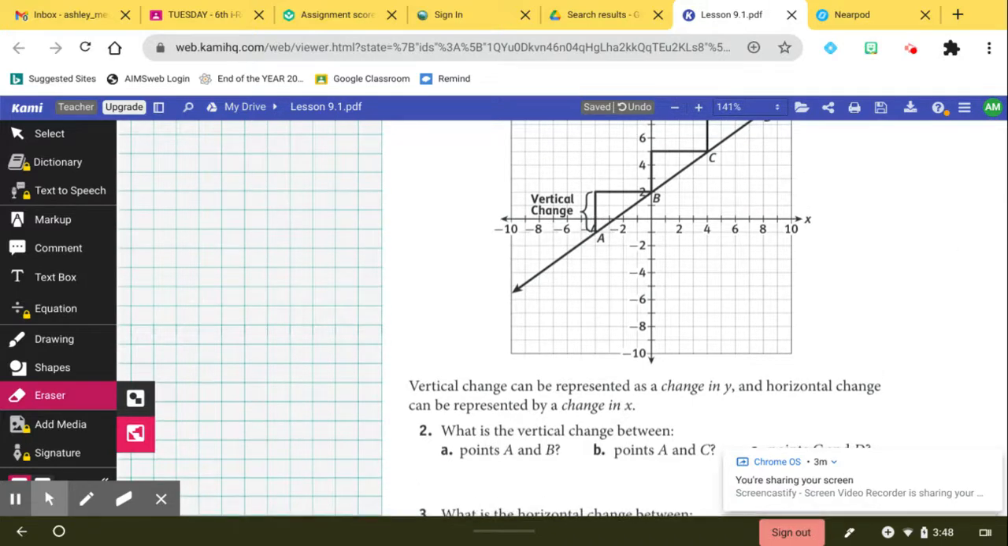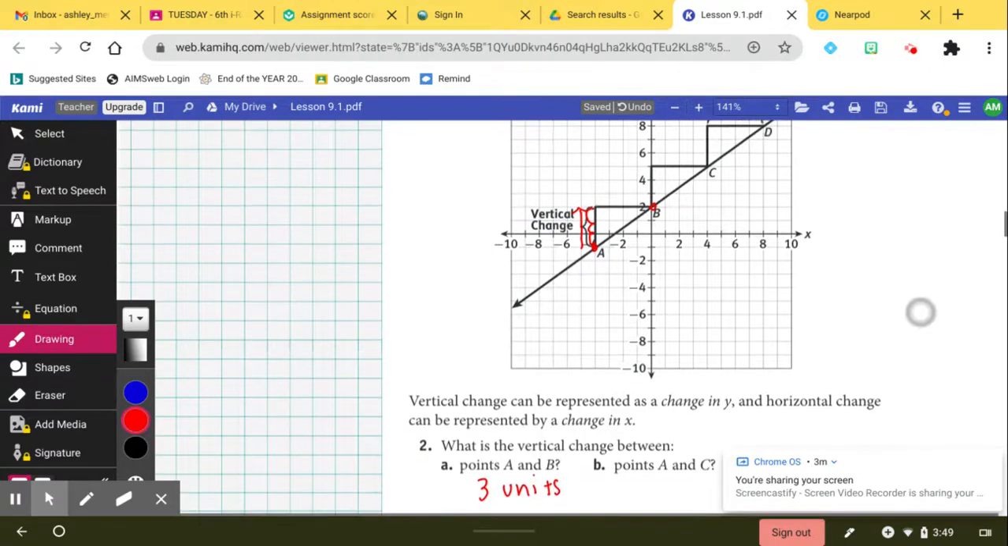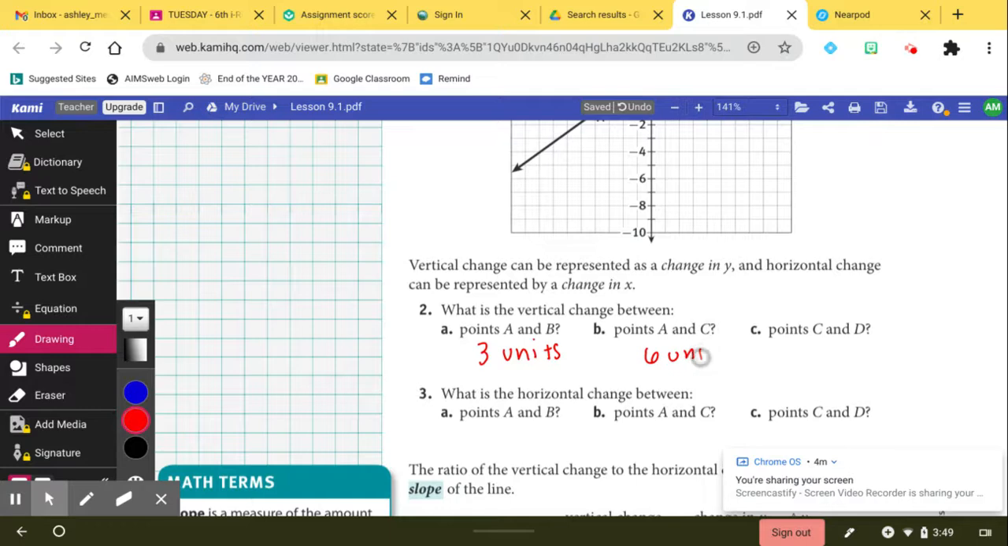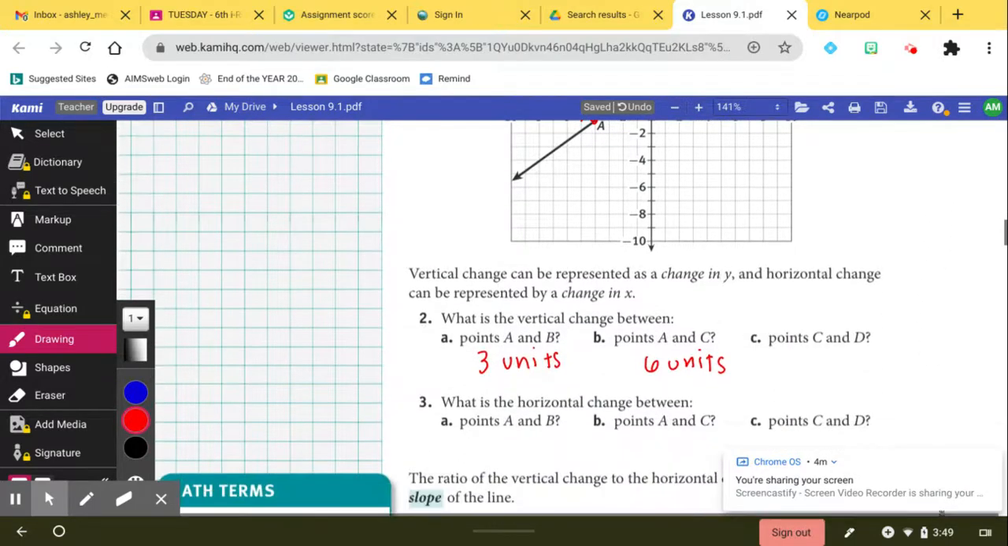So it's the vertical change between points A and B. So from left, and we always want to go left to right. So from left to right, how much do we need to go up? We're going up to get to B. So we would need to go up 1, 2, 3 units. So 3 units. Then it says, what about between points A and C? So that's between this point and this point. So I need to go up further, an additional 1, 2, 3 units. So that'd be a total of 6 units. Then it says between C and D. So that'd be from this point to this point, and I need to go up 1, 2, 3. So 3 units.